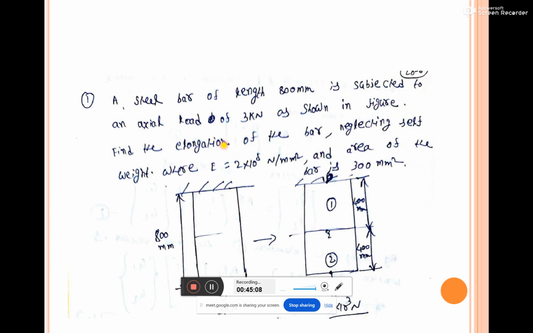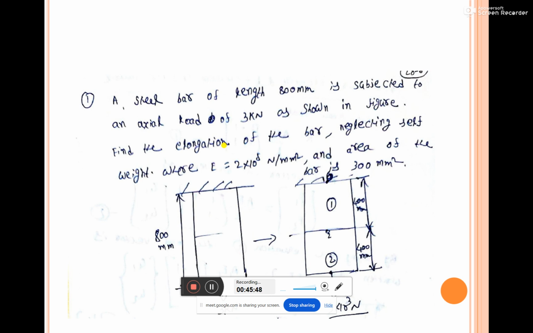So we have to divide the bar into n number of elements. Maybe you can divide this into two elements, three elements, or four elements. Note down this problem. A steel bar of length 800 is subjected to an axial load of 3 kilonewton as shown in the figure. Find the elongation of the bar, neglecting the self weight, because no self weight is given. So we can neglect that.